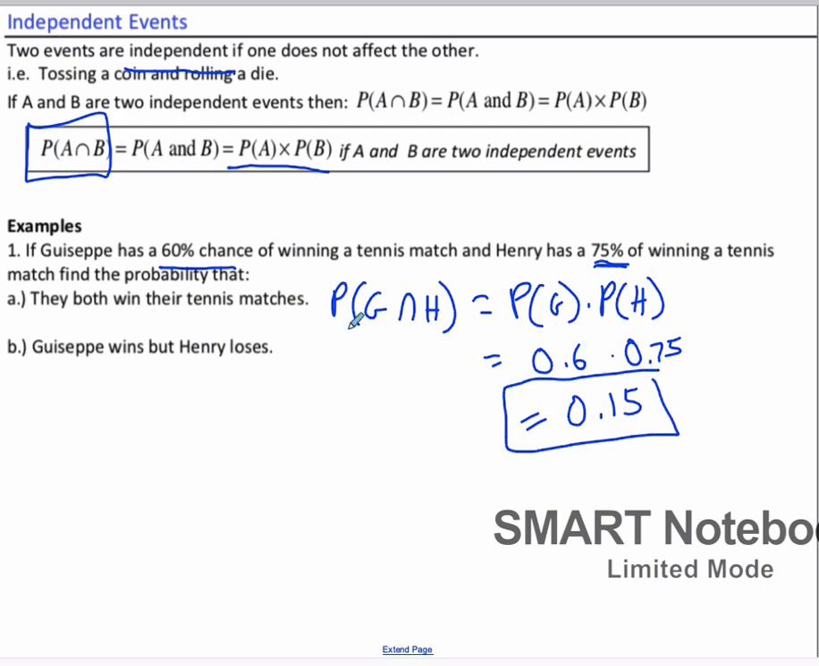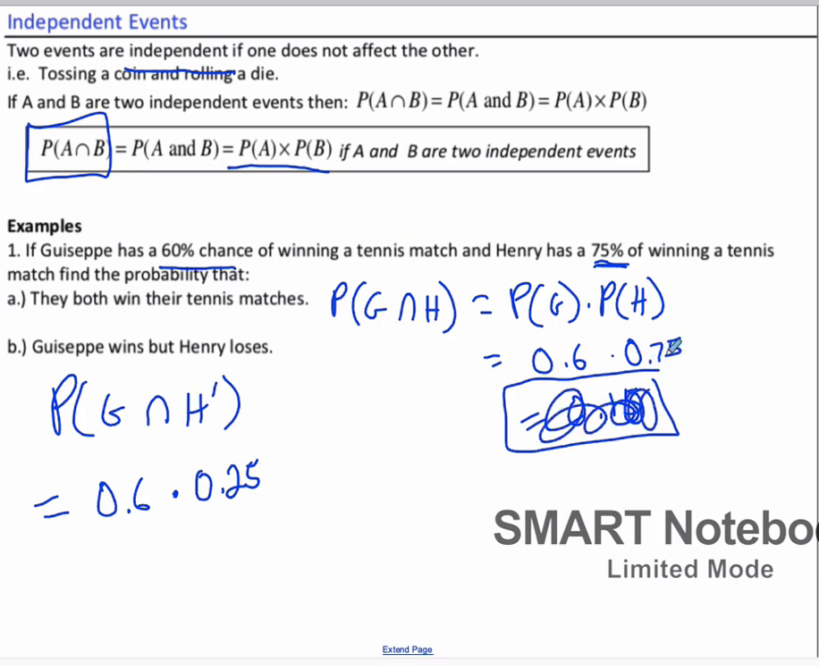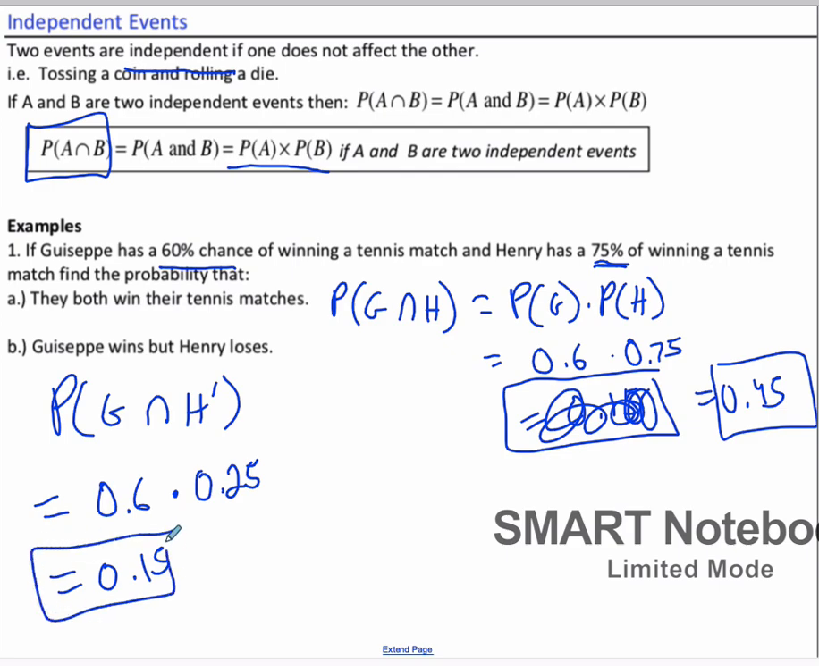Okay, next one. What's the probability that Giuseppe wins and Henry loses? Again, these are independent, so you just do 0.6 times the probability Henry loses, which is 0.25. Well, let me back up a bit. I think I have a mistake on this one. This was 0.75 times, so that's actually 0.45, and this one's 0.15, so 15%.